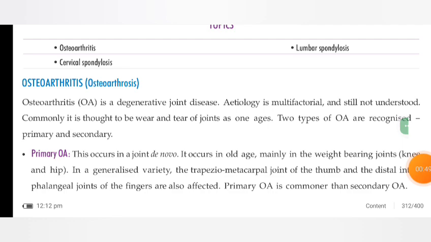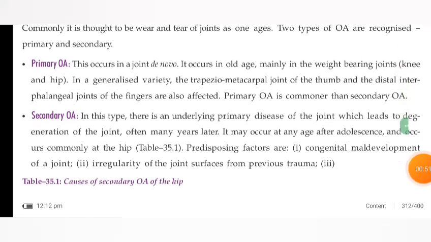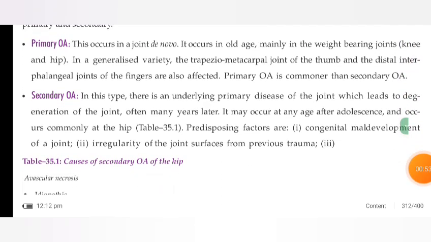OA is recognized as primary and secondary. Primary OA occurs in a joint de novo. It occurs in old age, mainly in the weight-bearing joints, knee and hip, in a generalized variety. The trapeziometacarpal joint of the thumb and the distal interphalangeal joint of the fingers are also affected. Primary OA is commoner than secondary OA.